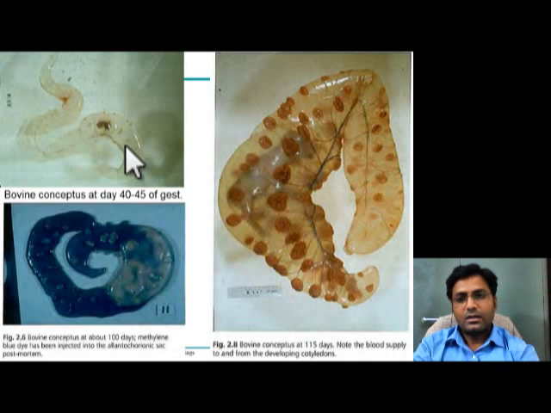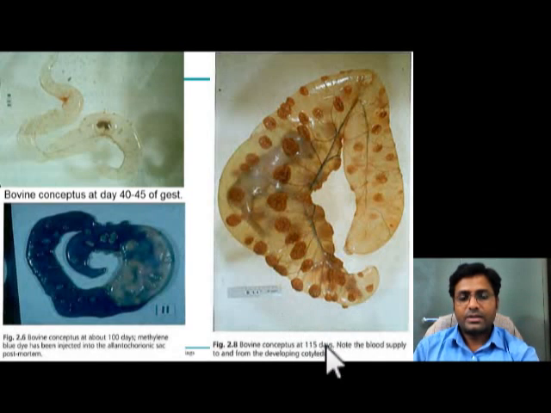When methylene blue dye is injected in the outer cavity, outer sac, you can see a clear-cut differentiation. The allantoic fluid is discolored blue, whereas the amniotic fluid remains uncolored, unstained, and now you can easily differentiate both cavities. So this is the bovine conceptus at around 100 days of gestation.